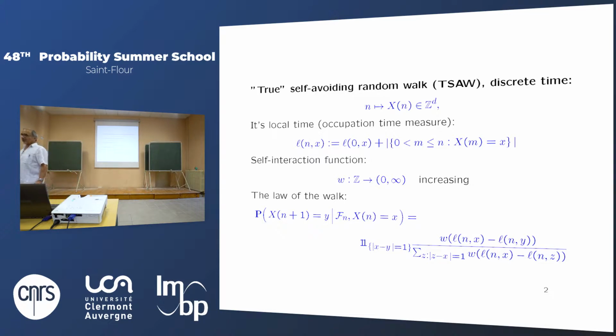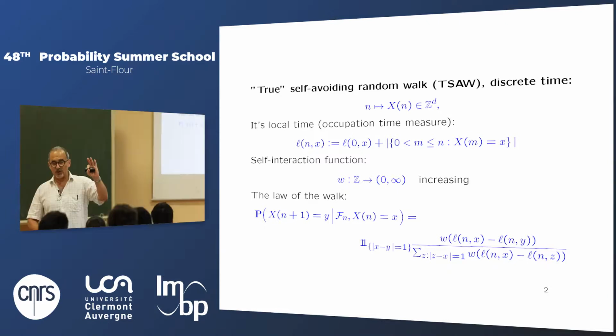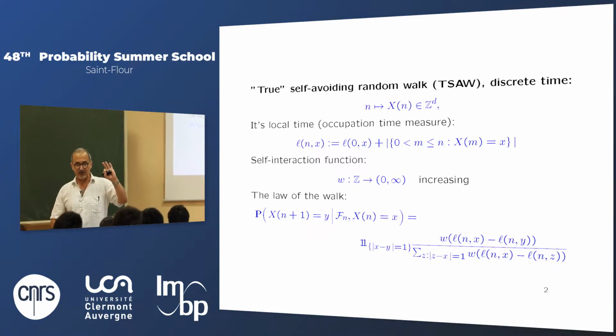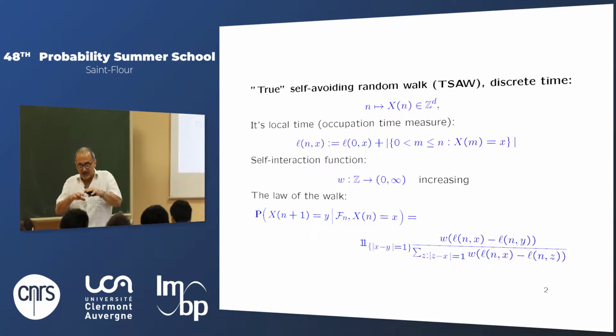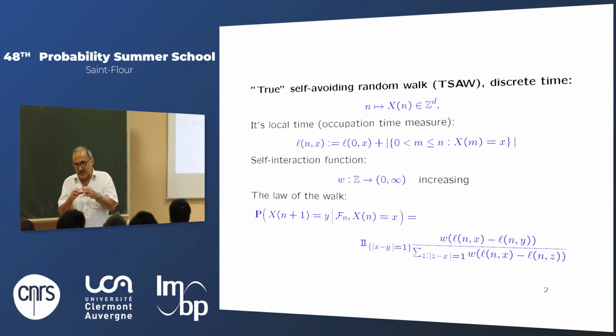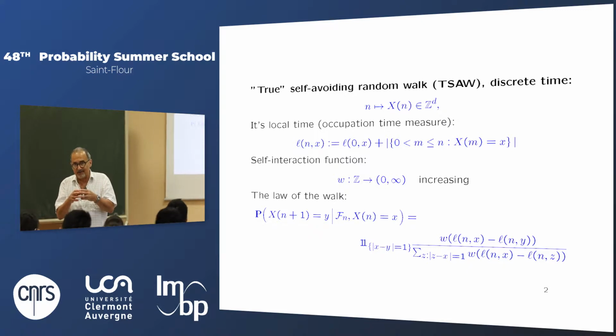I'm interested in random walks on the lattice or diffusions on R^d with the following property. I'll tell you in plain words first. A random walk which has long memory due to the fact that it doesn't like to go back to places where it had been much in the past.